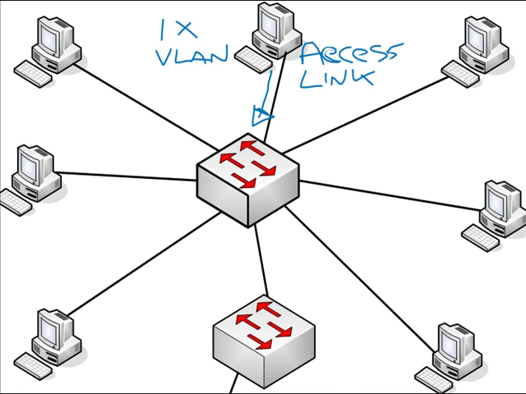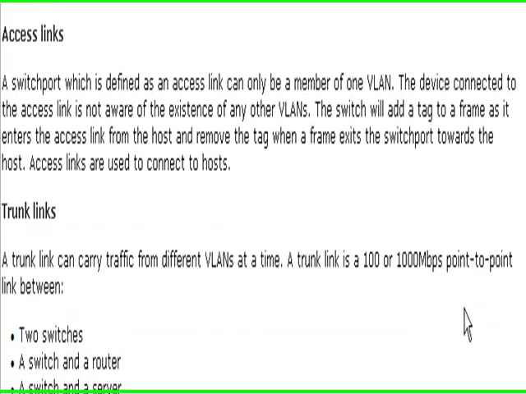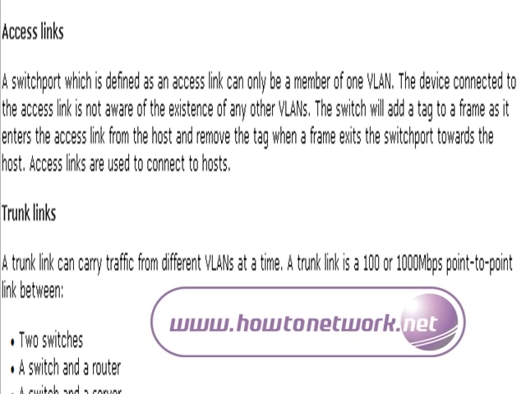If we just hop over to howtonetwork.net, I've actually got the definition of an access link here. So a switch port which is defined as an access link can only be a member of one VLAN. The device connected to the access link is not aware of the existence of any other VLANs. So as far as it's concerned, it's just on a flat LAN.